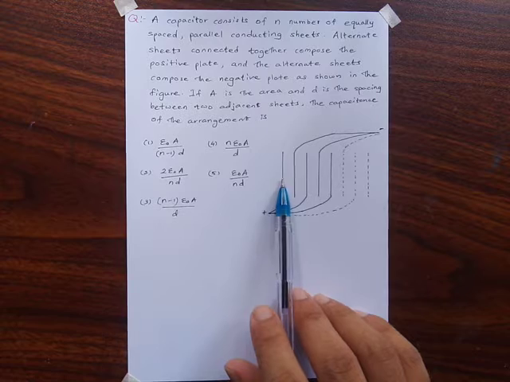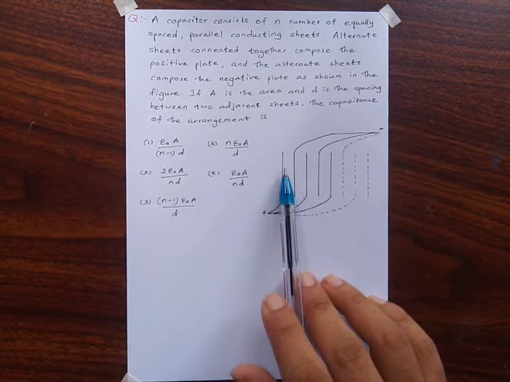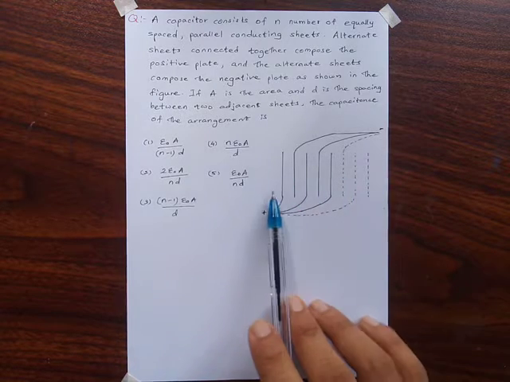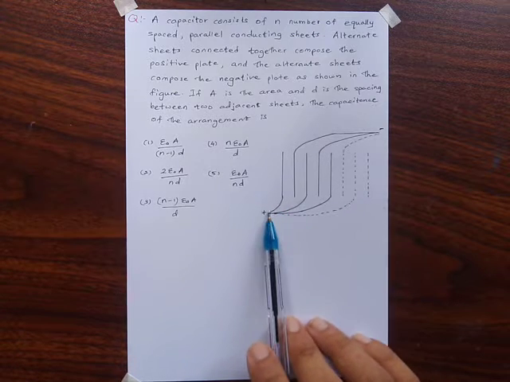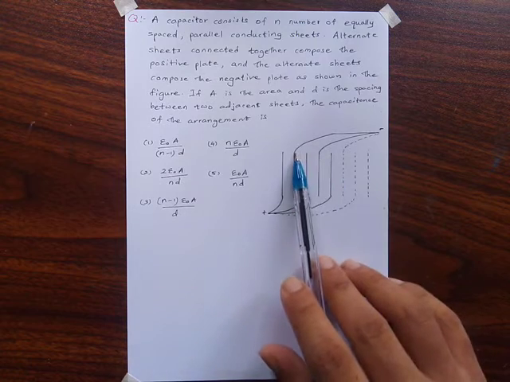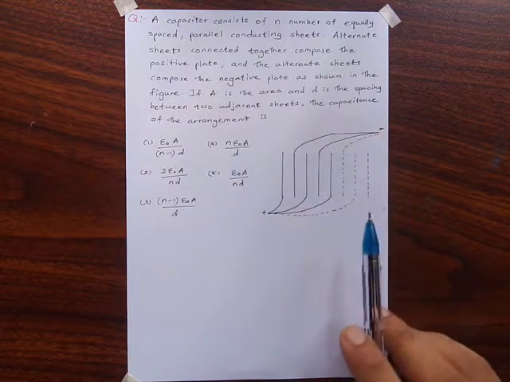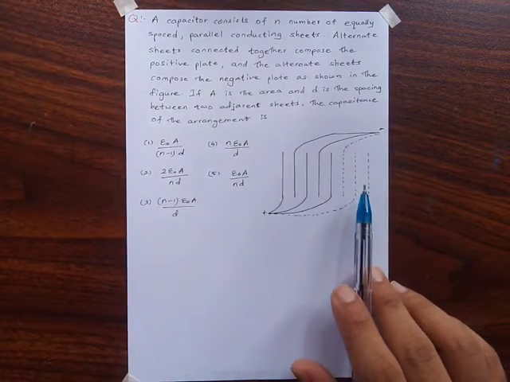So we can see there are sheets placed parallel to each other, right? And there are simply n number of plates, and these are connected to positive, and these plates are connected to the negative side. And then we want to find the equivalent capacitance of the system.